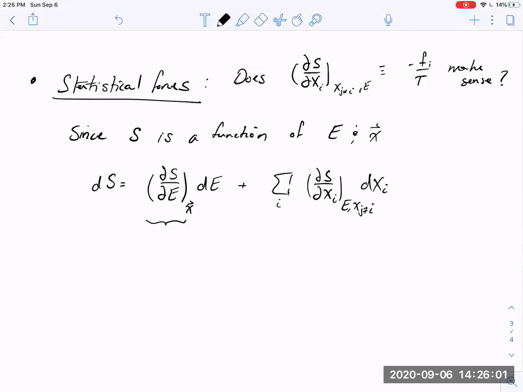dS/dE has an operational meaning. It is what we mean by 1 over the temperature. dS/dx is what we've claimed to be equal to minus this mechanical force divided by temperature.